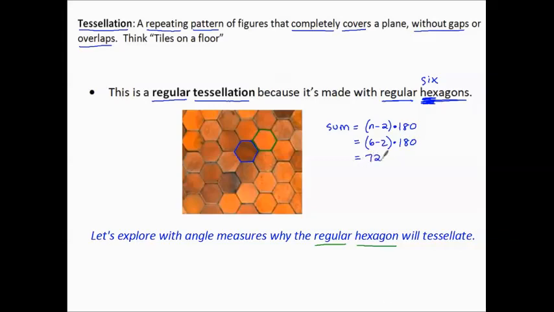or 720 degrees. Now that's the total, all of them added up together, but there are 6 of them that are all the same. So each one interior angle is going to be 720, the total, divided evenly by those 6 interior angles, which makes 120 degrees. So each of these interior angles is 120 degrees.